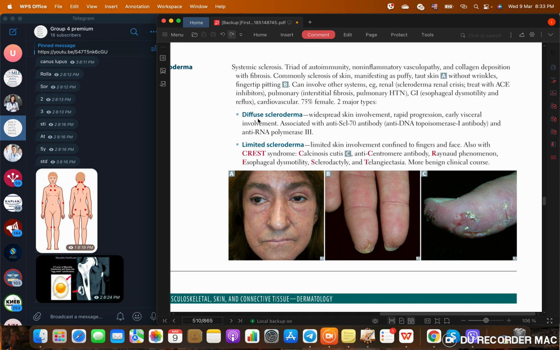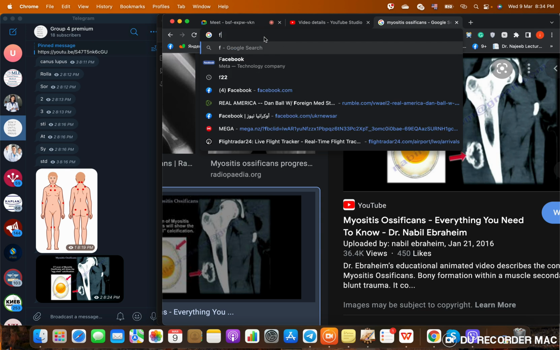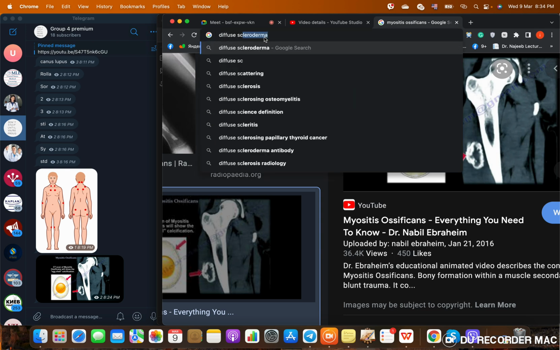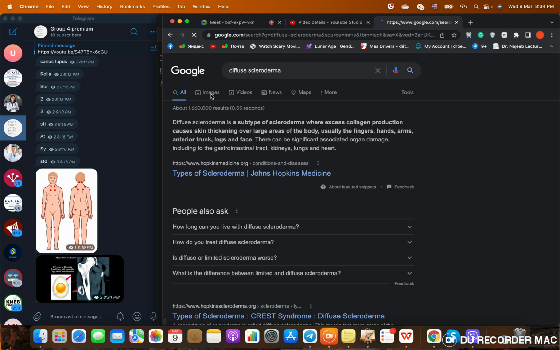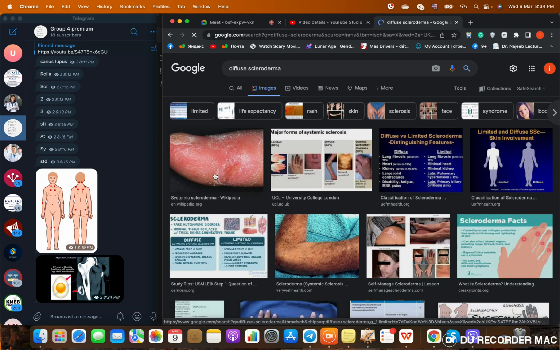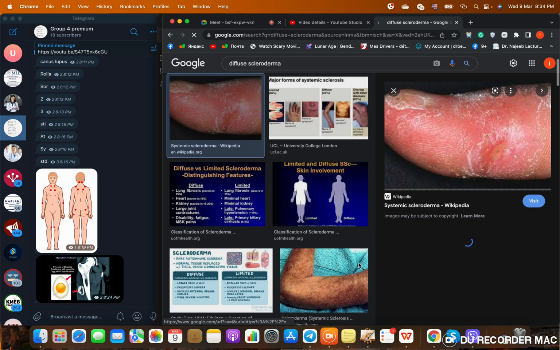Diffuse scleroderma has widespread skin involvement, rapid progression, and early visceral involvement. The visceral involvement will most likely involve, again, the kidney and the lung. It's associated with anti-Scl-70 antibody, also known as anti-DNA topoisomerase 1 antibody, and anti-RNA polymerase 3. Please keep in mind the skin symptoms. Their skin will become so tight for them, okay? In diffuse scleroderma, the skin becomes super tight, which looks something like this. Can you see? It's all of these problems here.